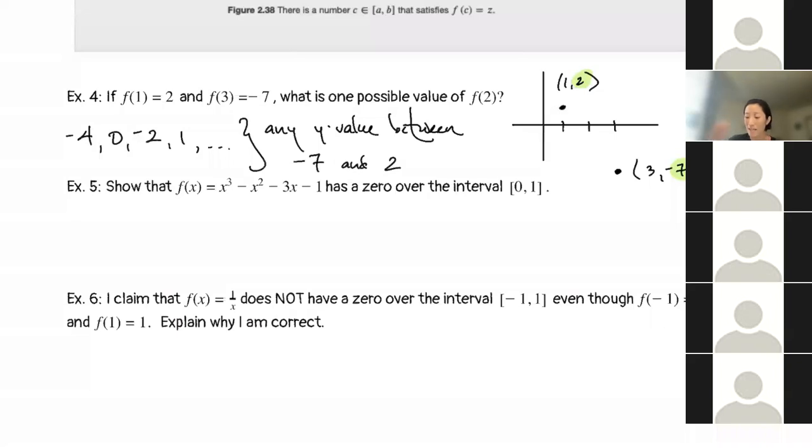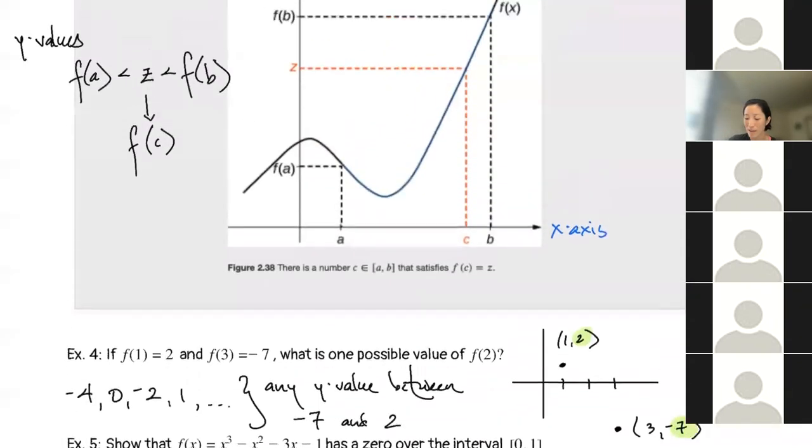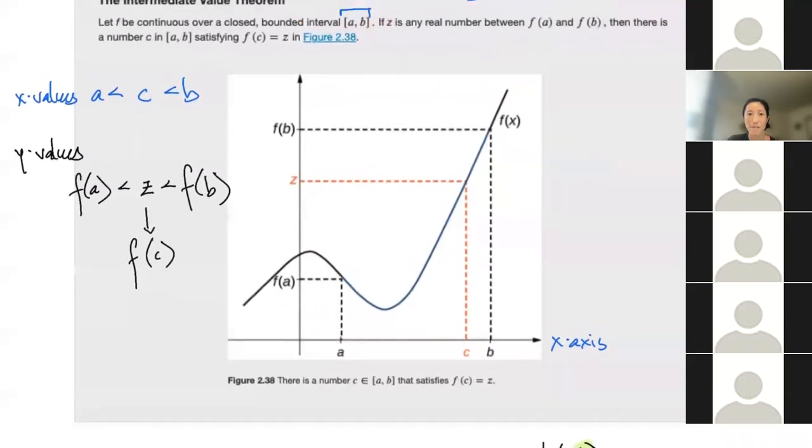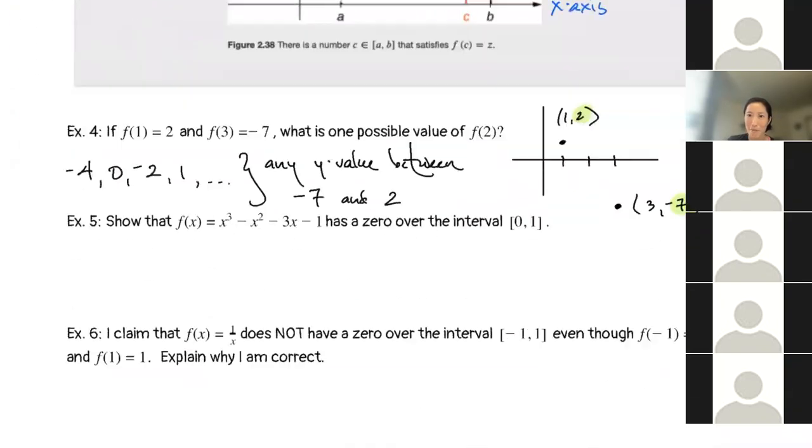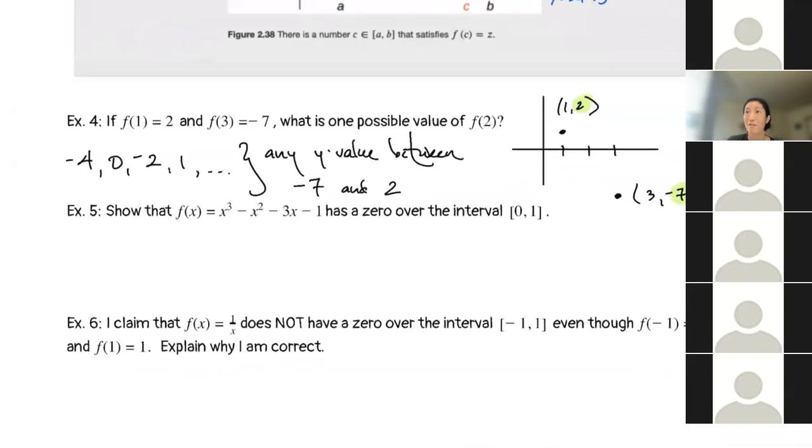Any value between the two y values, so between 2 and -7, will work. Part of this is you've got to know the concept, but for folks who want to take higher level math courses, we have to bridge that gap between understanding the concept and connecting it to the words that get used. But I would agree, a lot of these concepts are very simple, and then we're like, that's all it says? That's crazy, but it's true.